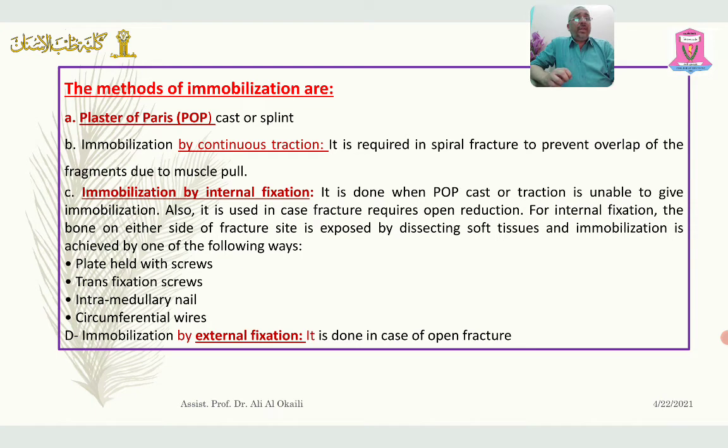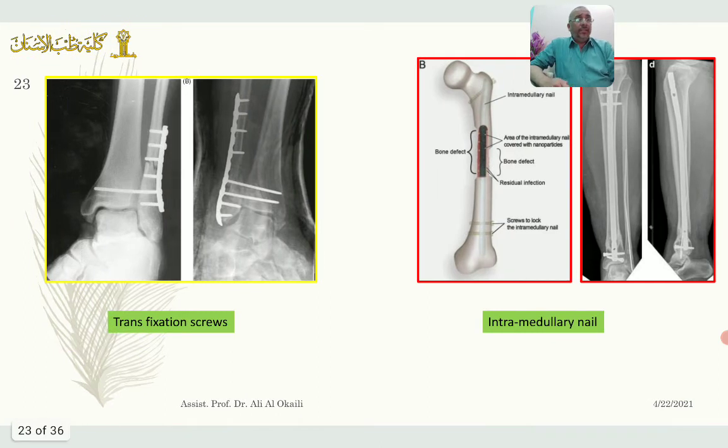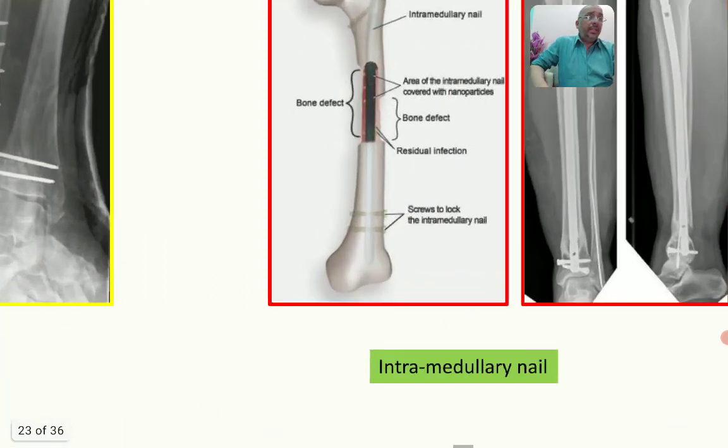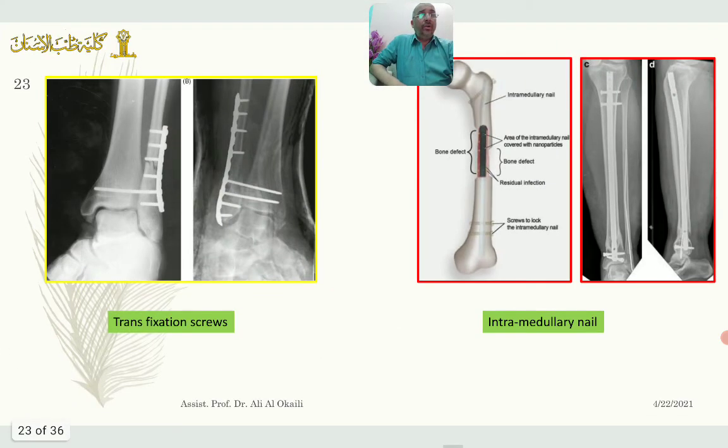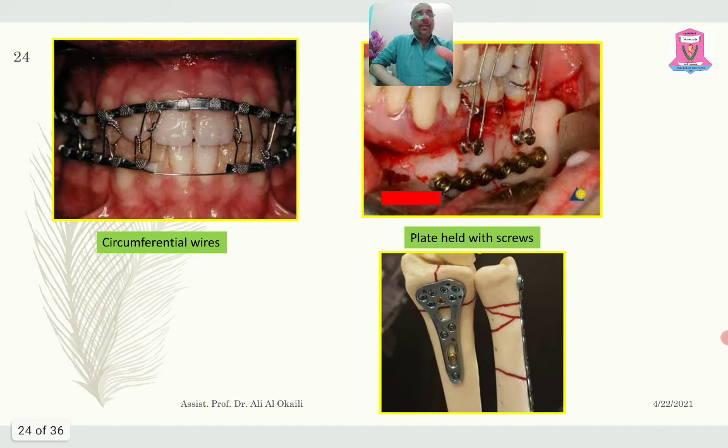Or immobilization by external fixation. It is done in case of open fracture. من اكو جروح كبيرة، فلذلك لا بأس احيانا تستعمل external fixation. هذا الانتراميدولاري fixation بوري وينحط within البون marrow space of the long bones. circumferential wires وايرات ويثبتون، وإن كان هاي بدت نسبيا تدخل مو بالجو بونز. عادة يستعملون الآن السكروز والبليتات for immobilization of the fracture site.